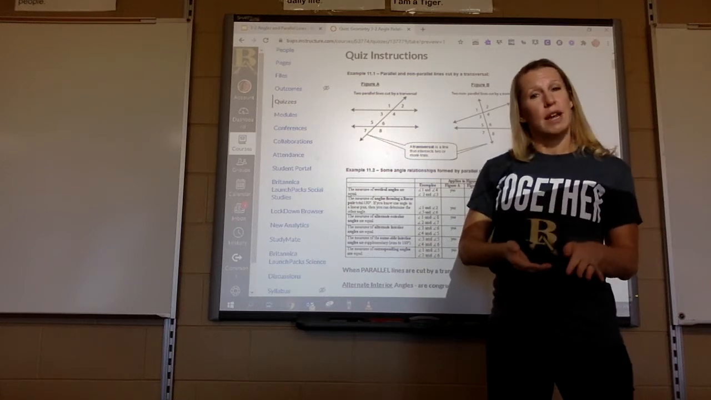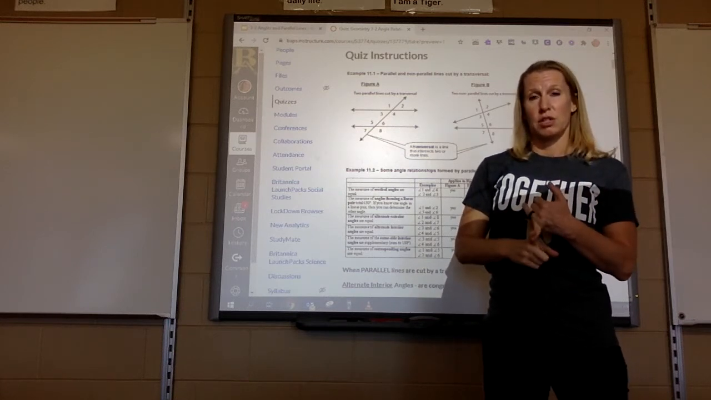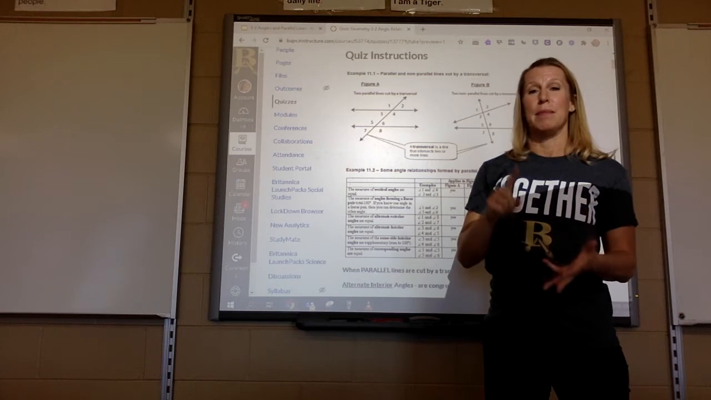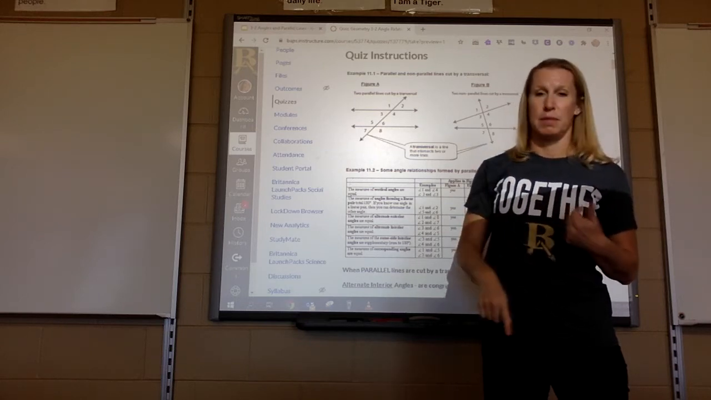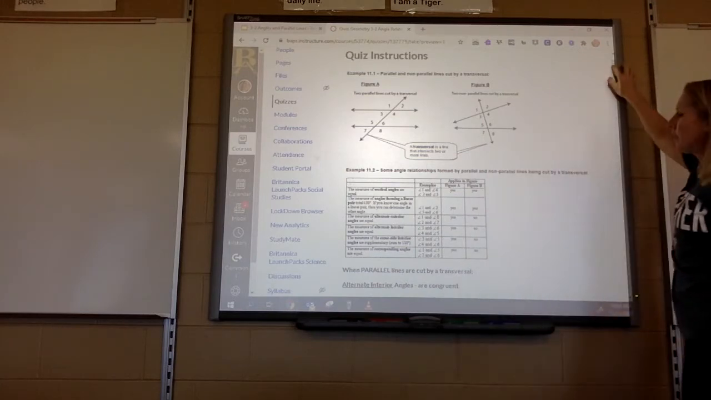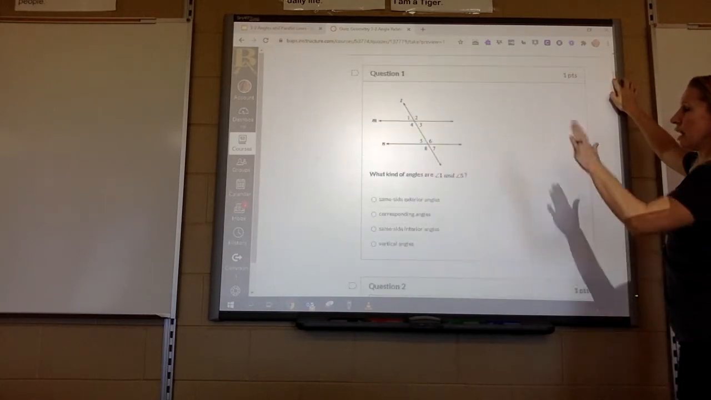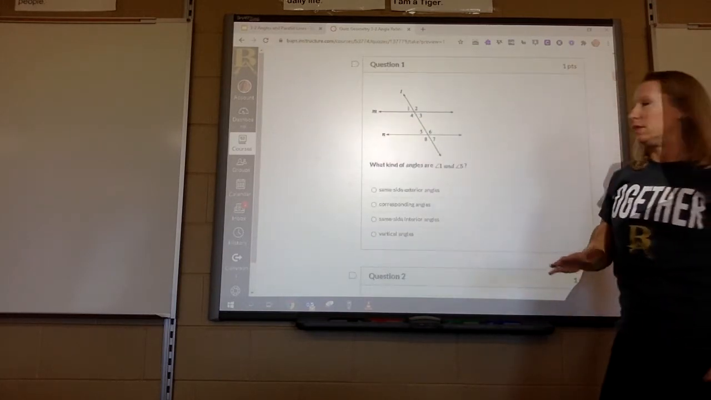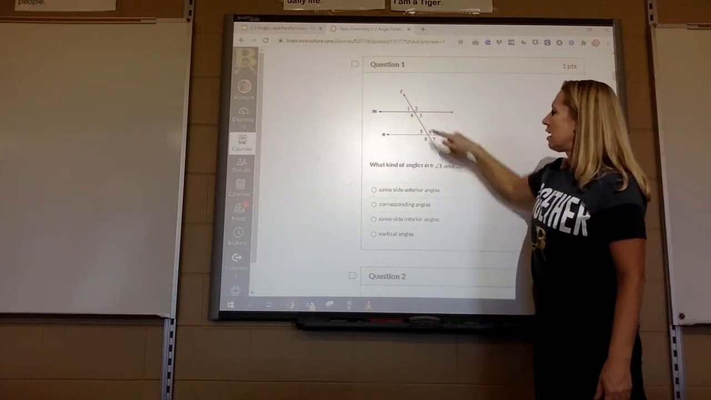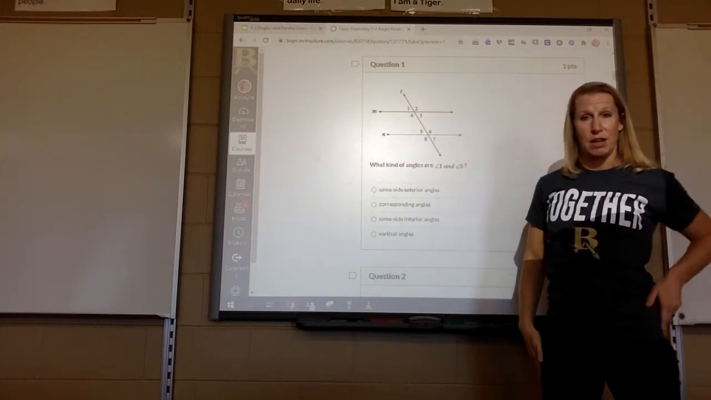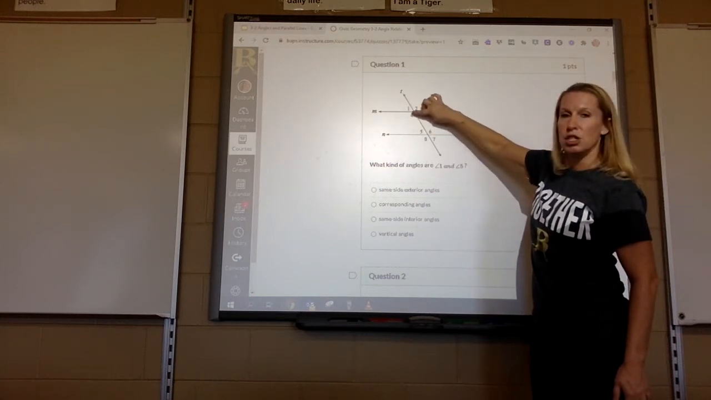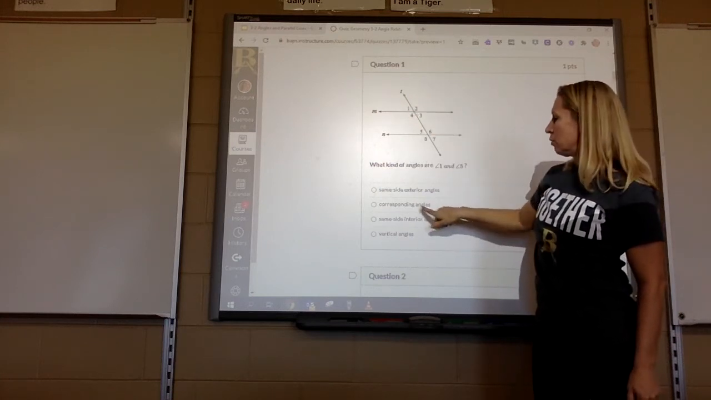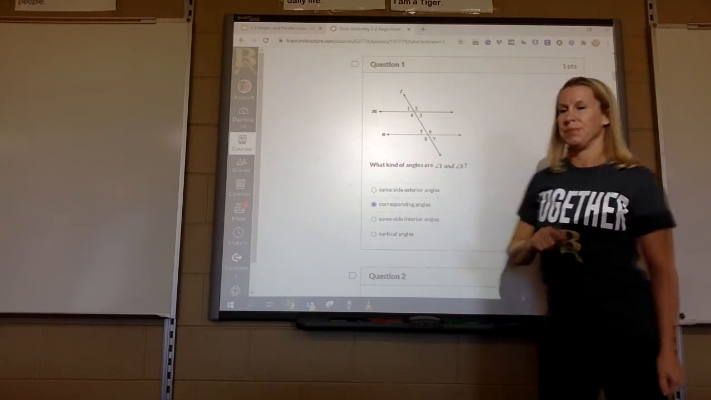So the only ones that add to 180 are the linear pairs and the same side supplementary, same side interior, same side exterior. So first, we're just going to have some reminders of what types of angles. If I look at angles 1 and 5, I hope you remember what kind of angles those are. One exterior, one interior, jumps over angle 4. Those would be corresponding angles.